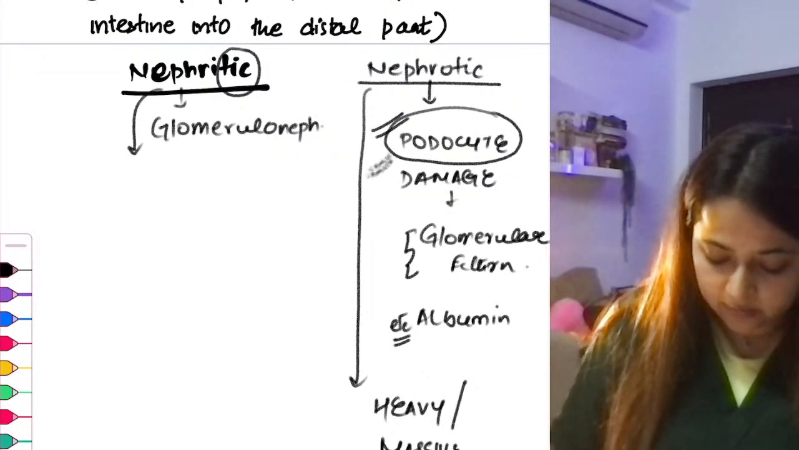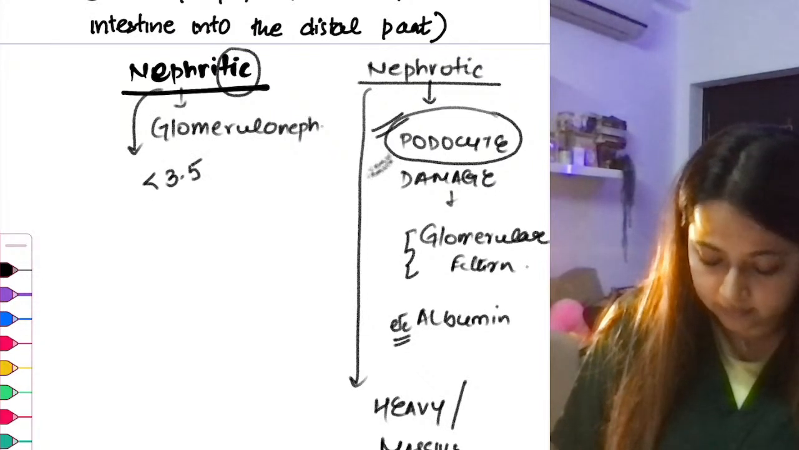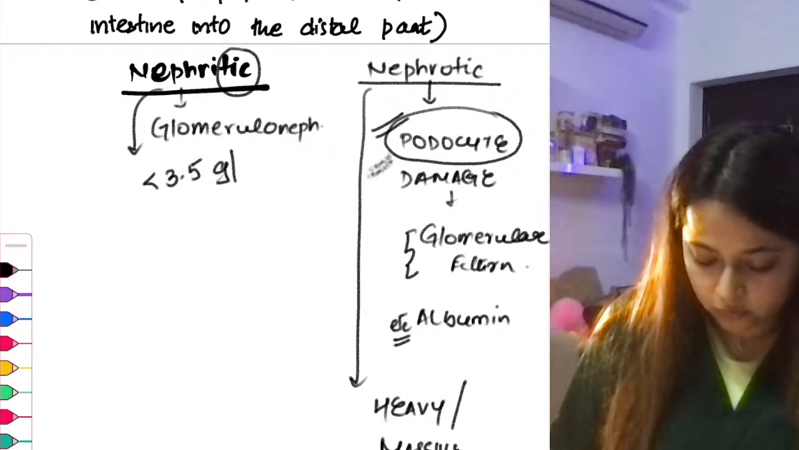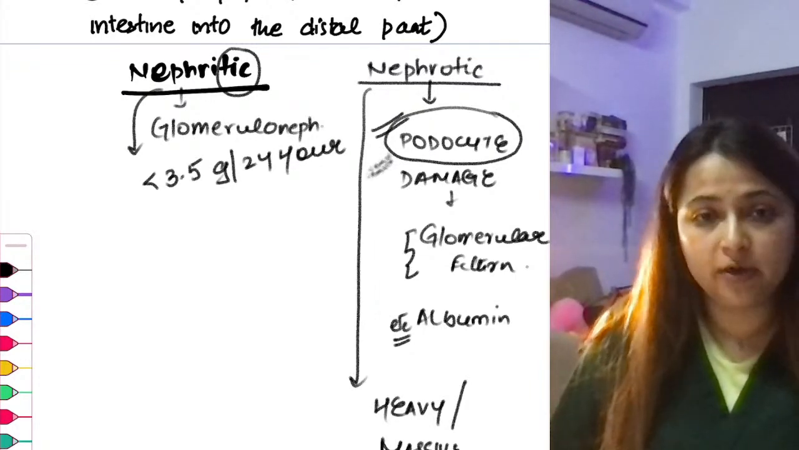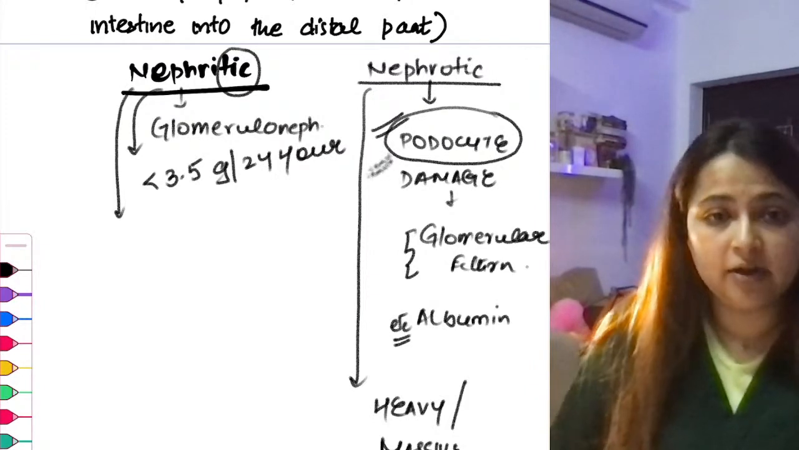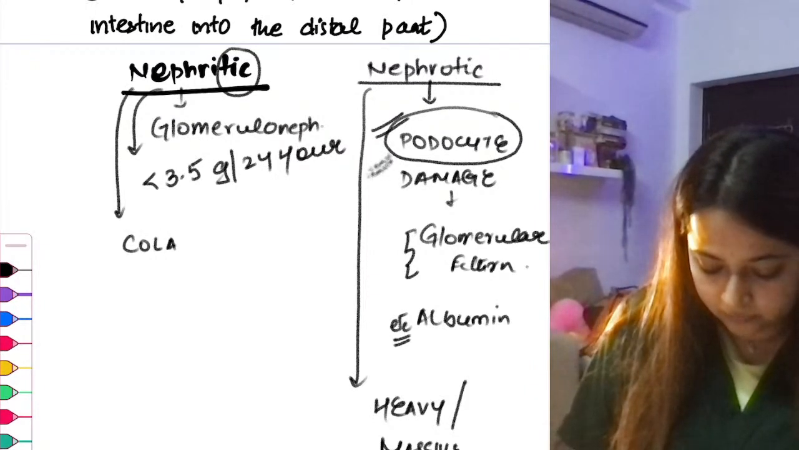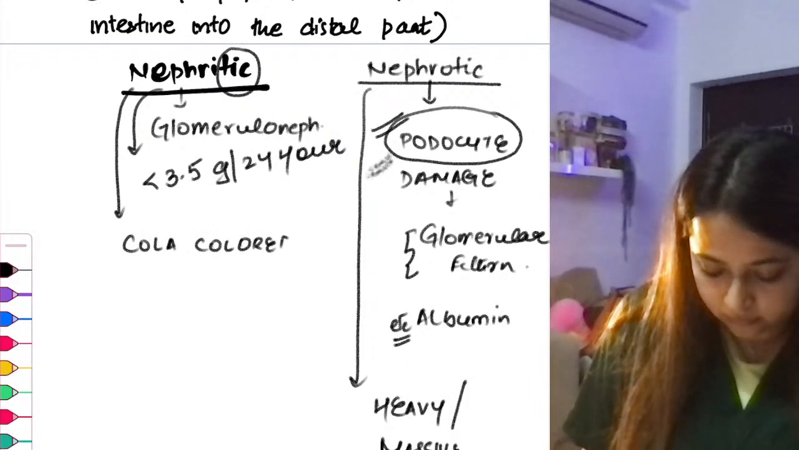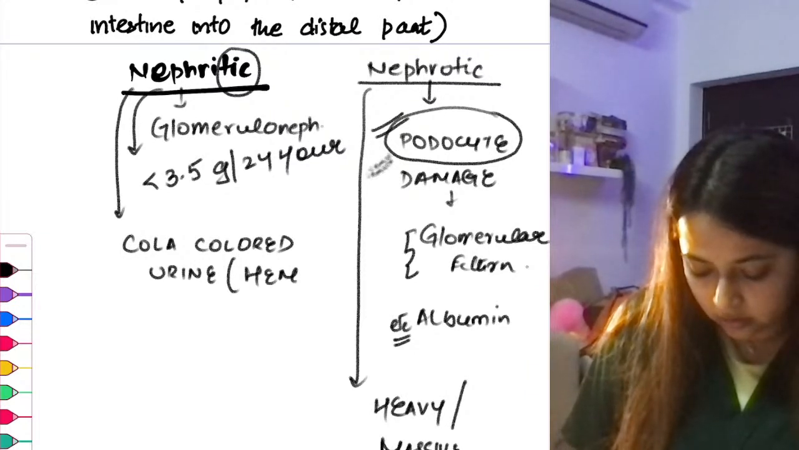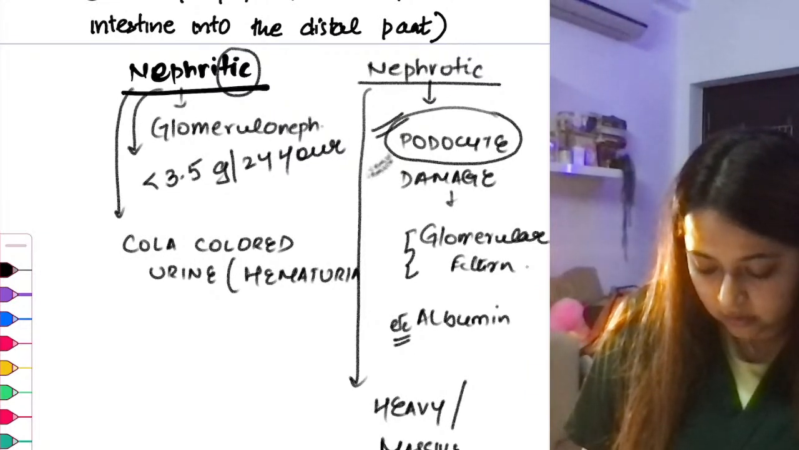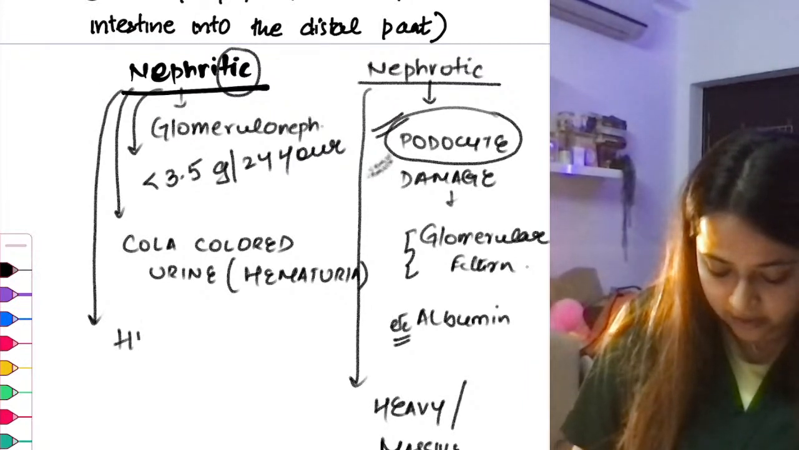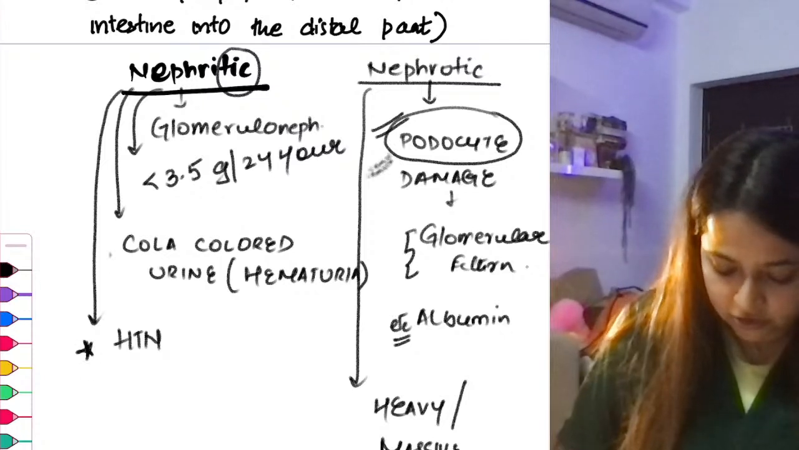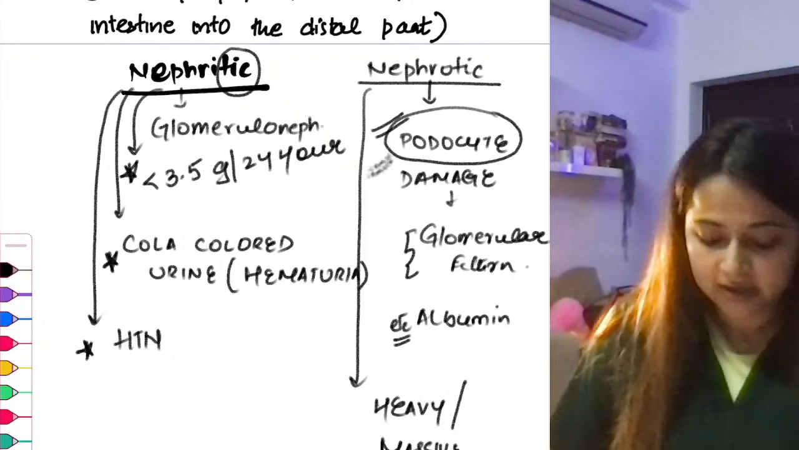And in case of nephritic, what happens? Less than 3.5 gram per 24 hours. Remember this point. Another hint regarding nephritic syndrome would be cola-colored urine. This could be given in the history. Why? Because the patient is having hematuria, which means the presence of RBCs, or blood, in the urine. And patients of nephritic syndrome will have hypertension.